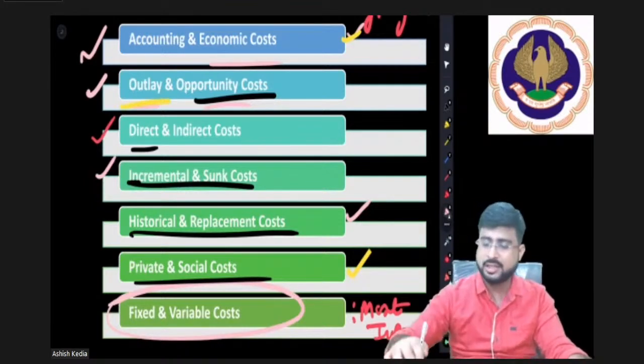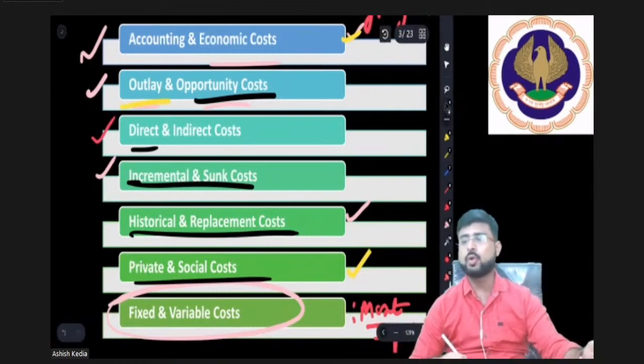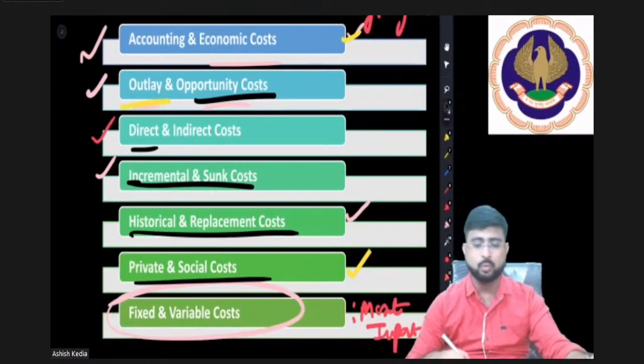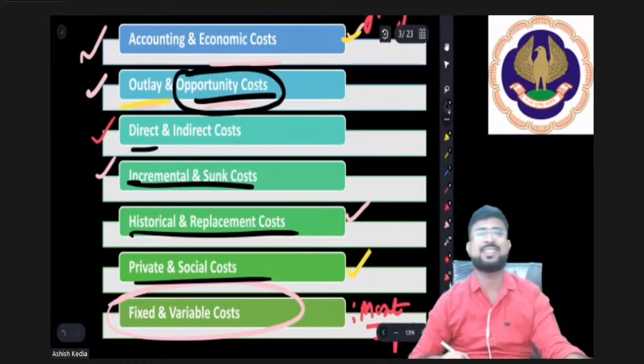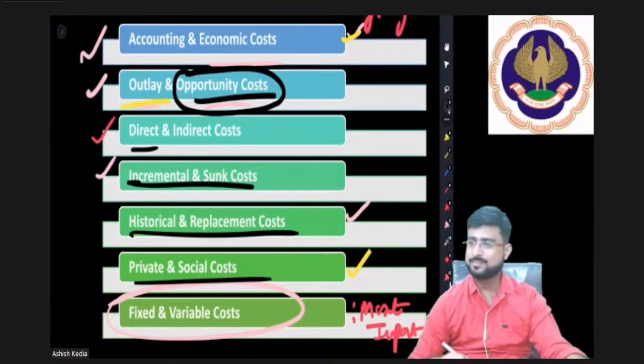Very good. Correct answer everybody. So 5 marks test, 1 out of 1 to most of you. Opportunity cost. Correct answer. Let's see the next question then. Question number 2 everybody.